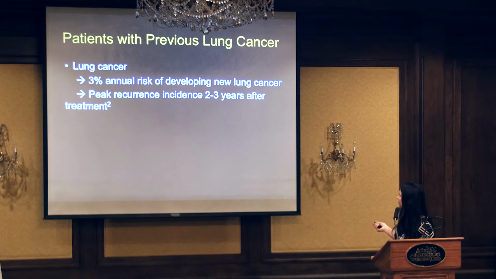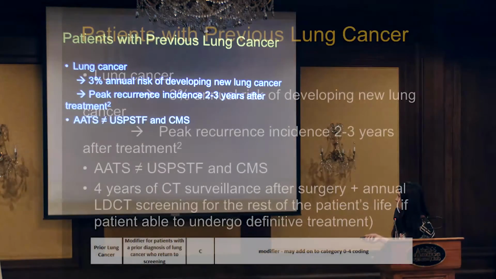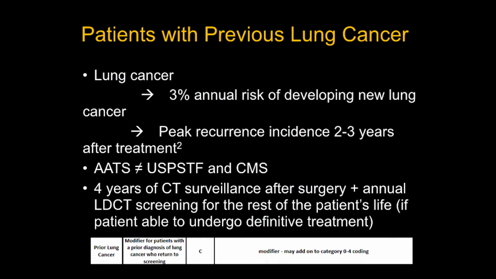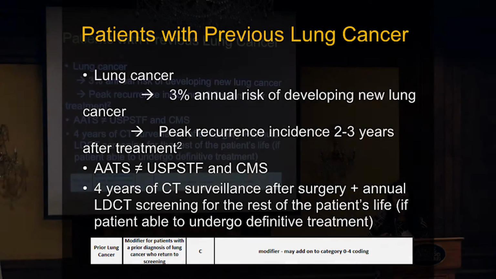And the recurrence peak, usually it's between 2 to 3 years. So you might start screening people that had lung cancer in the past. So if you do, just remember that you have a modifier for that. And if you find something in them, it's more likely that you're finding a new cancer, not a metastasis, not a recurrence. That's probably just a new lung cancer.